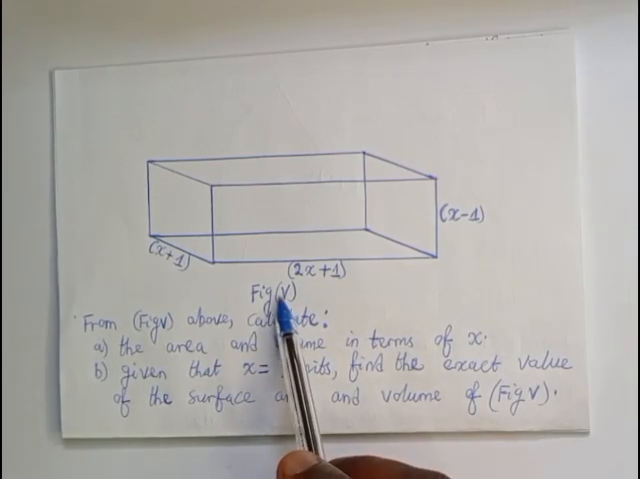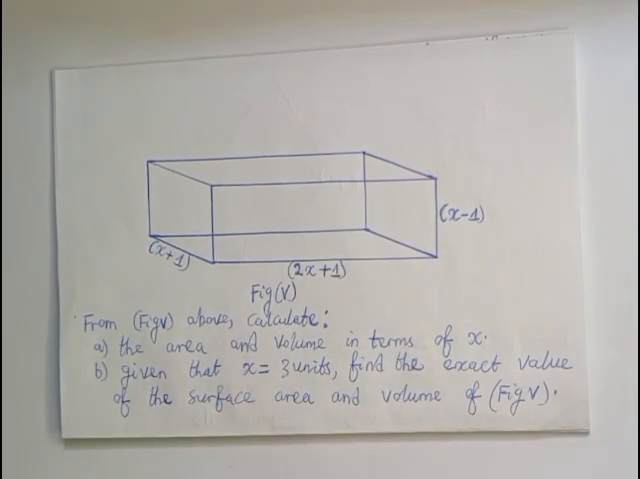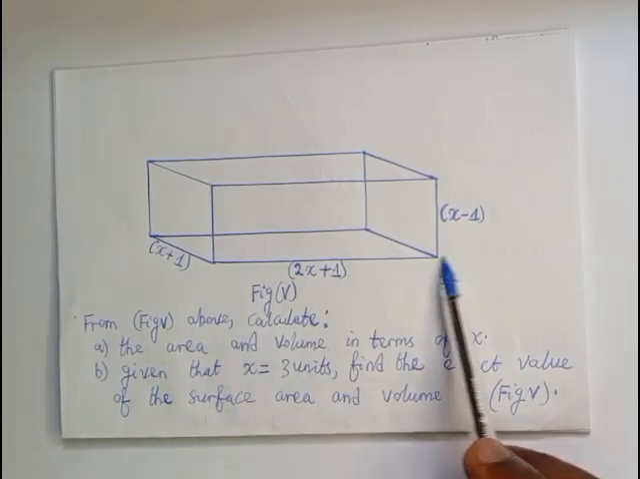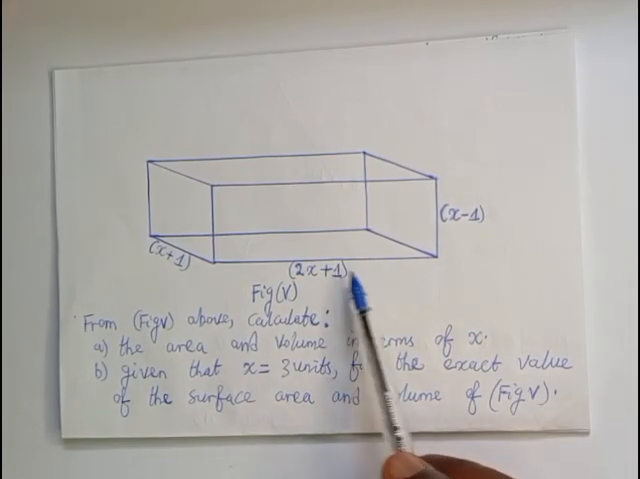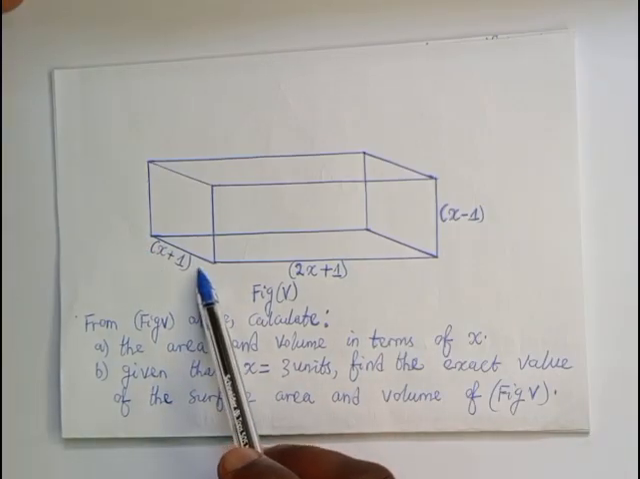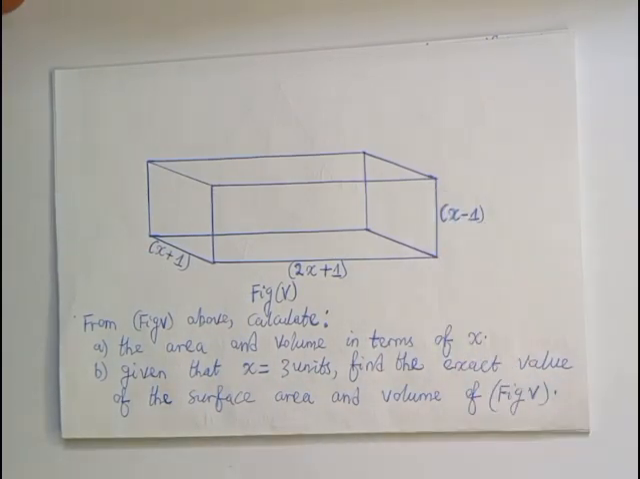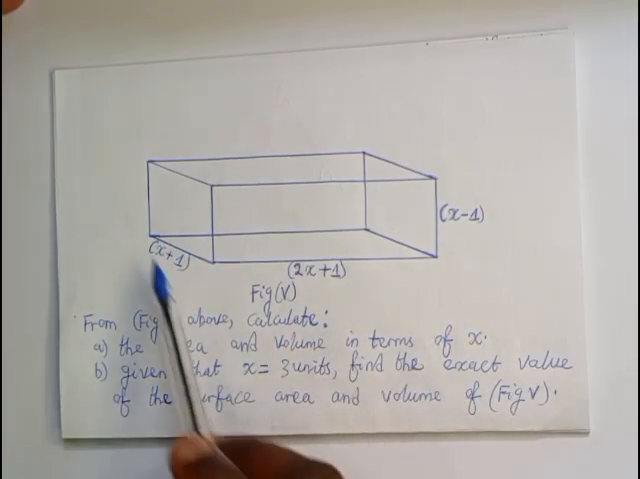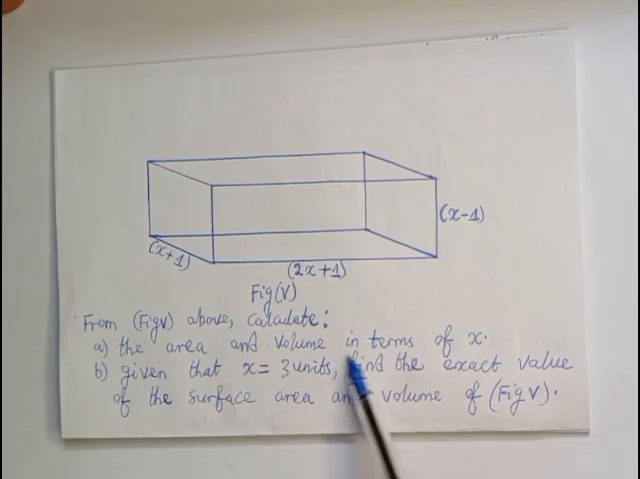We have figure 5 above. You can see figure 5 is a cuboid. It has length 2x plus 1, width x plus 1, and height x minus 1. From figure 5 above, calculate the area, that is the total surface area, and the volume in terms of x.